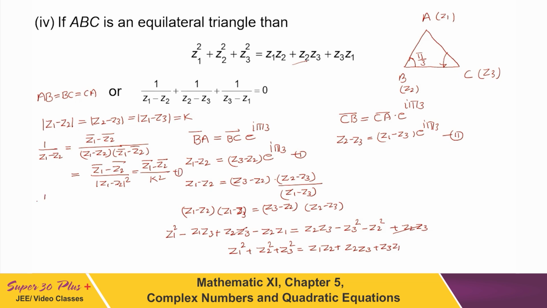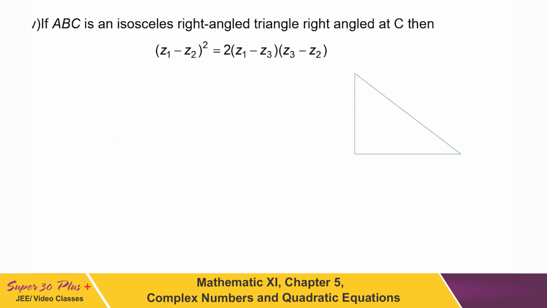Similarly, we can find 1 upon Z2 minus Z3 is equal to Z2 bar minus Z3 bar whole upon K square. This is equation number 2. And 1 upon Z3 minus Z1 is equal to Z3 bar minus Z1 bar whole upon K square, equation number 3rd. Now we are going to add these three equations, then we can easily find that the sum of all these three equations is equal to 0.